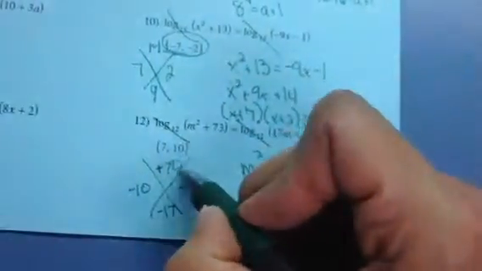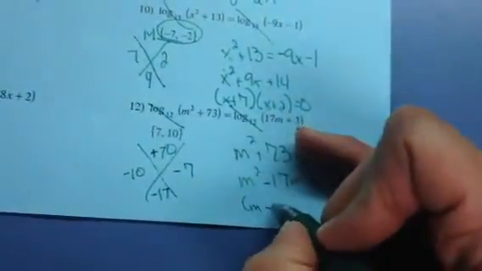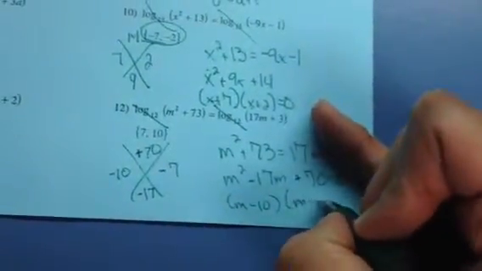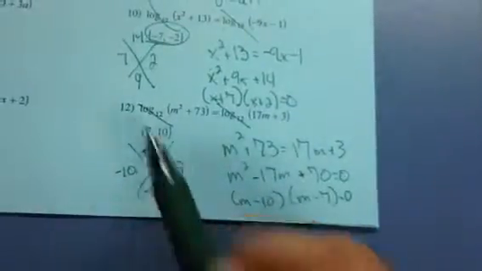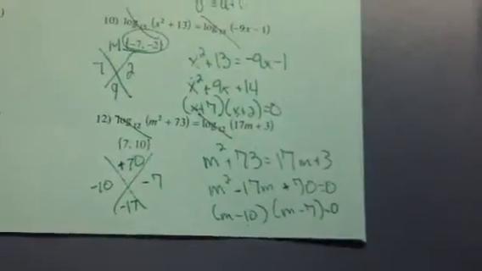So when I multiply them, I get this. When I add them, I get this. So I make my parentheses. And I want to know what makes these 0. And that would be 10 and 7. And that is the video for the extra practice.